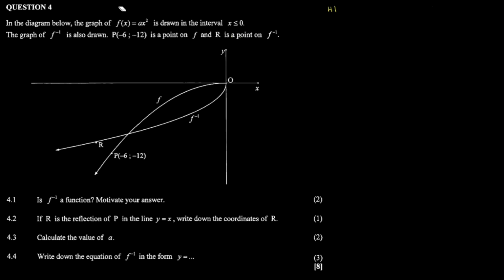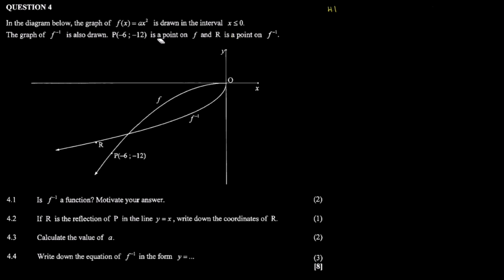In the diagram below, we have the graph of f(x) = ax². This graph is drawn in the interval x ≤ 0. So we see that this is a parabola, but the domain is restricted to x ≤ 0. We also have the inverse of this parabola, which is also drawn.